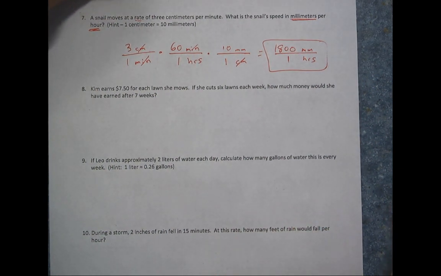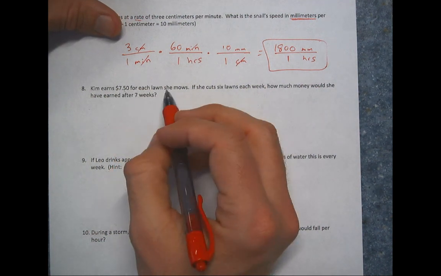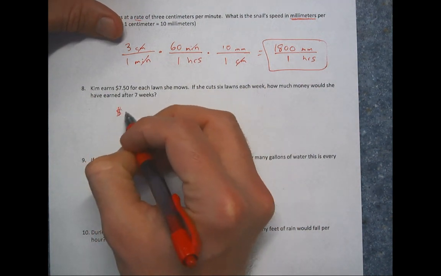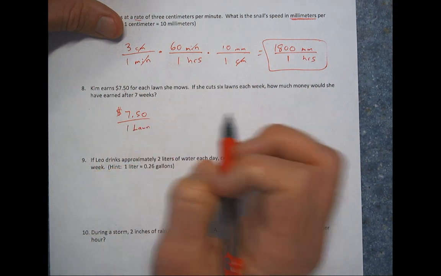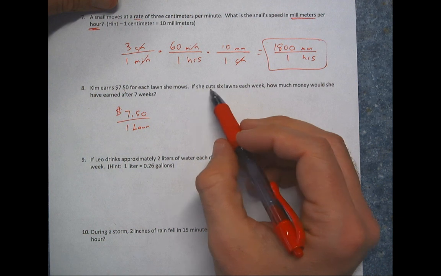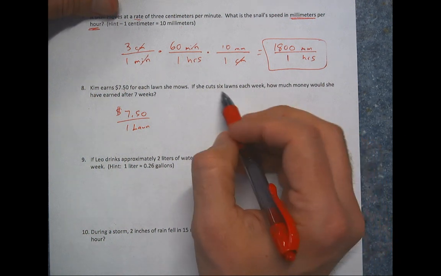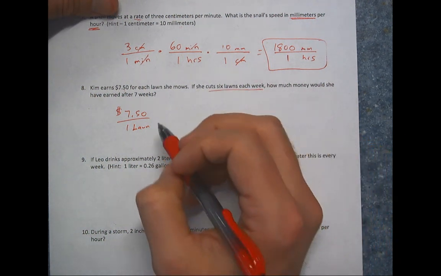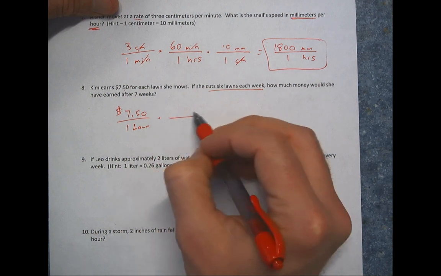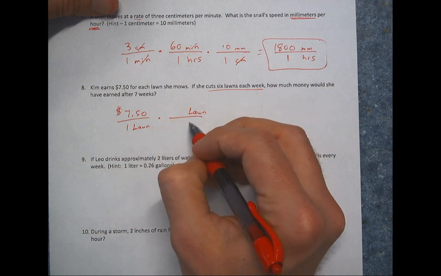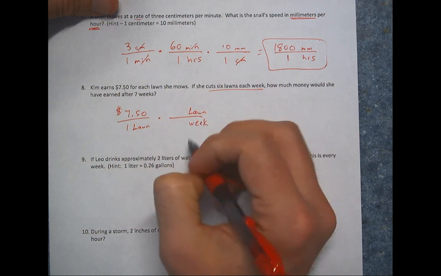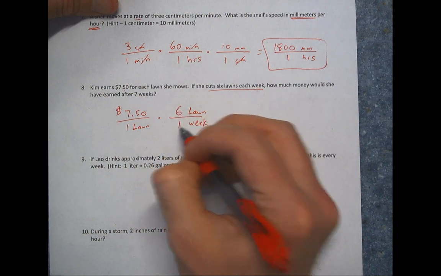Number 8. Kim earns $7.50 for each lawn she mows. At first, that may not sound like a rate, but it is. $7.50 per lawn. So let's go ahead and write that out. 1 lawn. If she cuts 6 lawns each week, so that's our next rate, 6 lawns each week. So let's go ahead and put that in here. We're going to put lawns up top, so it cancels here. So 6 lawns each week, 6 for 1.